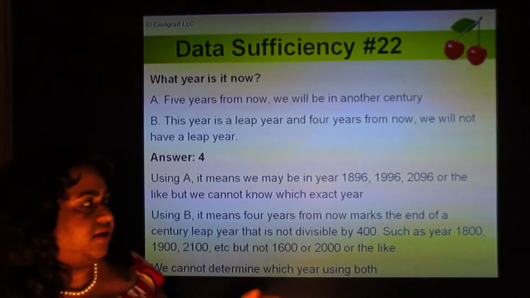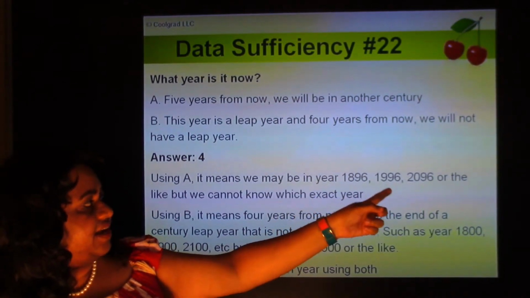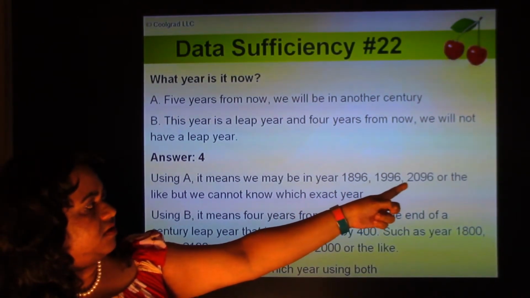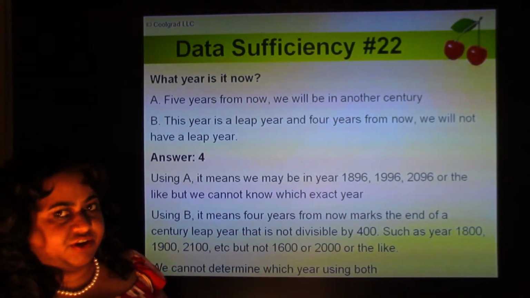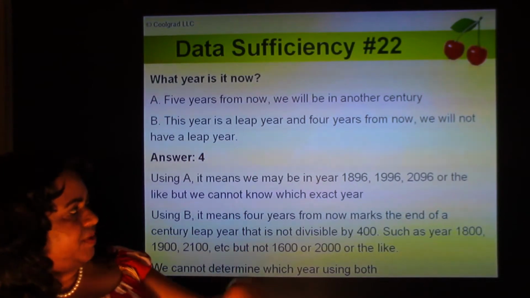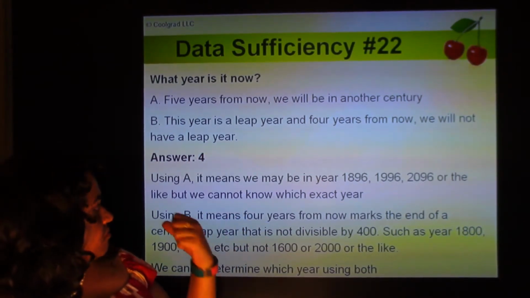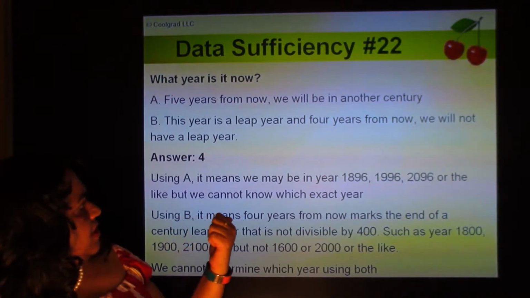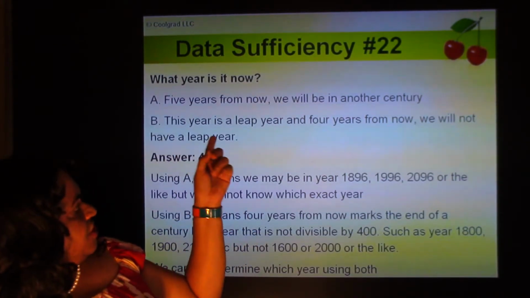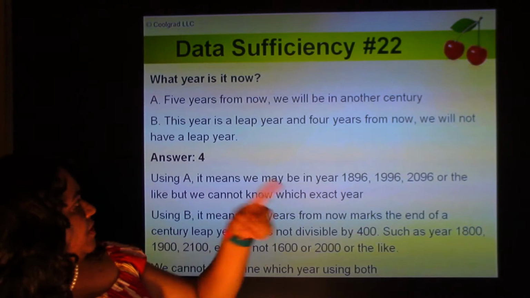So the year can be 1896, 1996, 2096, or anything of that kind. But we don't know which exact year, because it doesn't say which century we'll be in, right? So using statement B alone, it means this year is a leap year, and 4 years from now, we will not have a leap year.